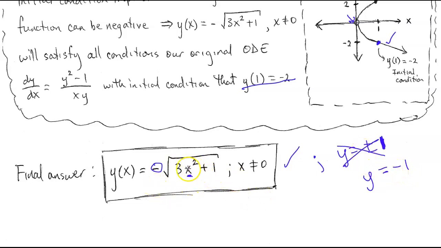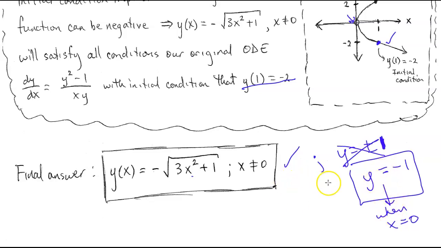And if you do some playing around here, if you were to plug in a 0 here, we would get 0 plus 1, which is 1, and the square root of 1 would just be 1. So we see that our constant solution here is covered in our non-constant solution when x is equal to 0. So for that reason, we can say that this is our final answer, and we don't have to worry about stating the constant solution part of this because it's already wrapped up in there.